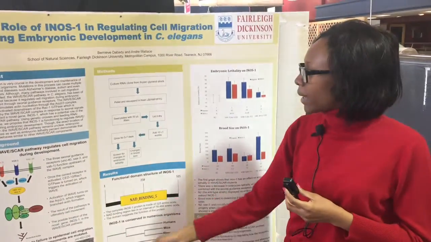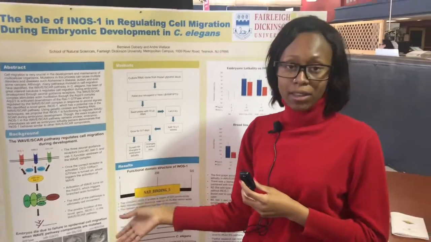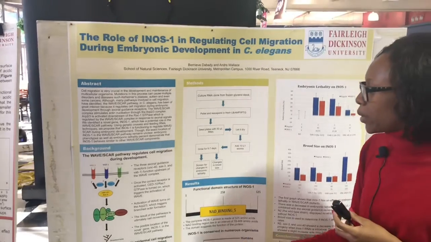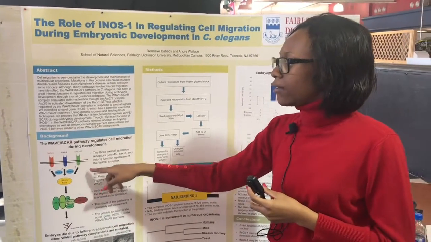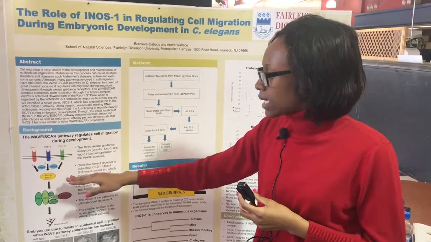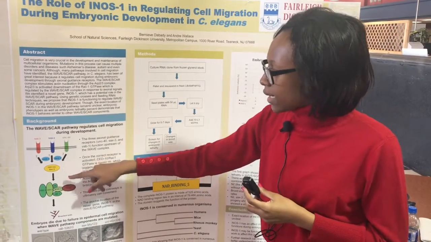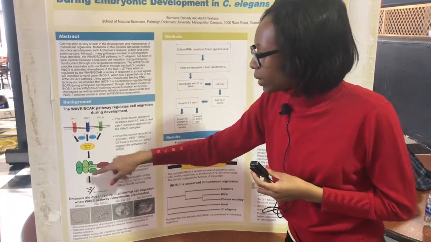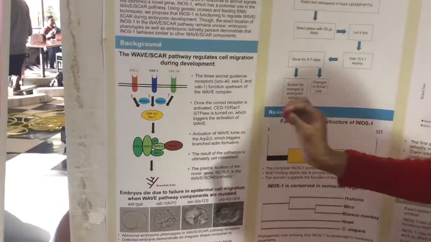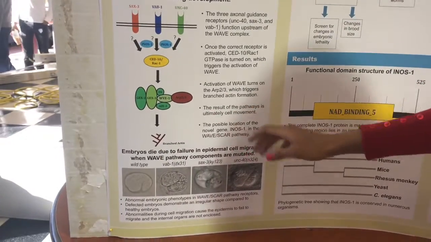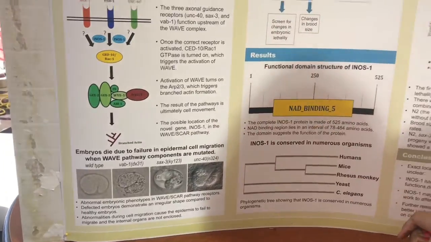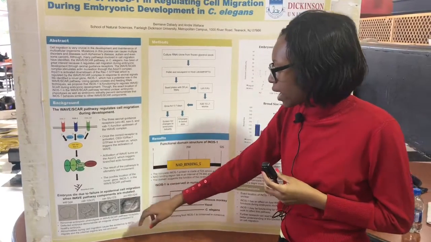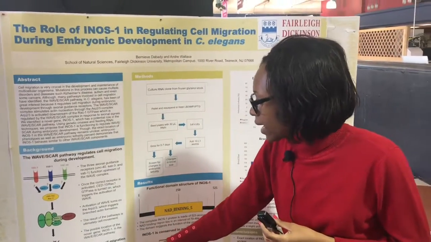The wave-scar pathway is a very important pathway for cell migration in C. elegans. The way it works is that receptors receive signals from the cells, and then they transfer those signals to this GTPase, which is going to activate the components of the pathway. The final result of the pathway is the formation of branched actin. Branched actin is very important because it helps with the formation of the epidermal cells in C. elegans.